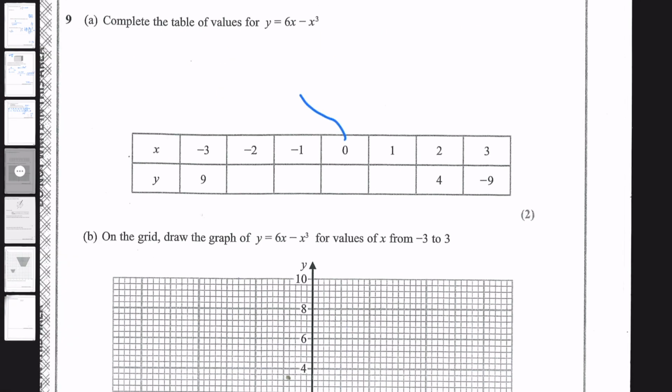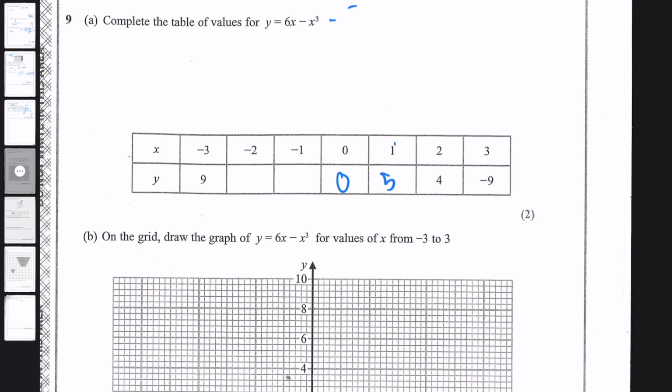So for this one, we're going to substitute 0, first of all, into our x values, and then we should get a value for y. So 6 times 0 gives you 0, minus 0 cubed, which is also 0. 0 take away 0 is 0. The next one, we're going to substitute 1 into where the x is. So 6 lots of 1 is going to give you 6. Take away 1 cubed, which is 1, is going to give you 5.